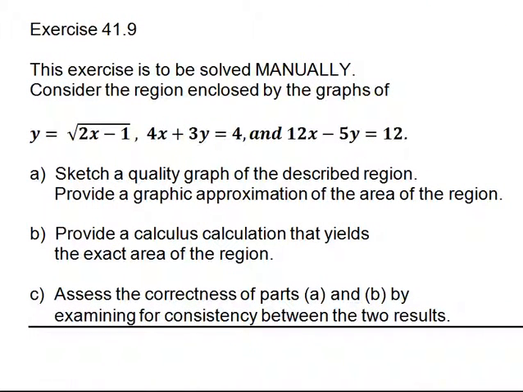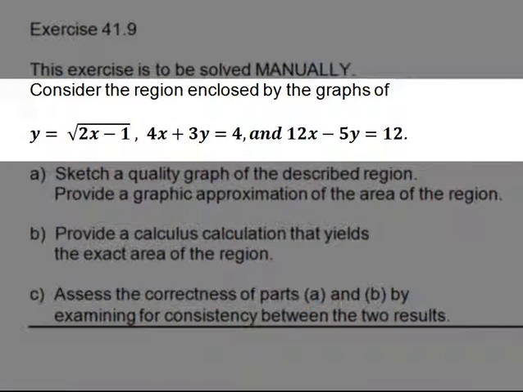Exercise 41.9. This exercise is to be solved manually. Consider the region enclosed by the graphs of y equal to the square root of quantity 2x minus 1, 4x plus 3y equals 4, and 12x minus 5y equals 12.